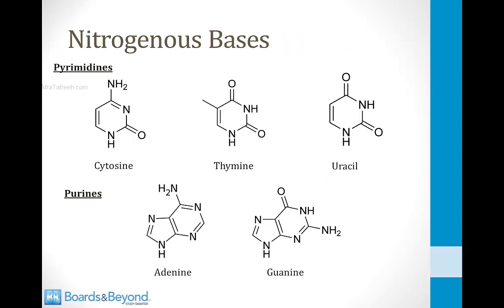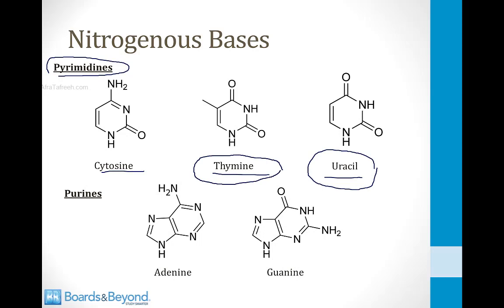There are five nitrogenous bases that are found in nucleotides in the human body. Three of them have one ring, and those three with one ring are called pyrimidines. And the three pyrimidines are cytosine and thymine and uracil. And you may know that uracil is found only in RNA but not in DNA. Thymine, on the other hand, is found in DNA but not in RNA. Then there are two additional nitrogenous bases that have two rings, and those are called the purines. And the two purines are adenine and guanine.